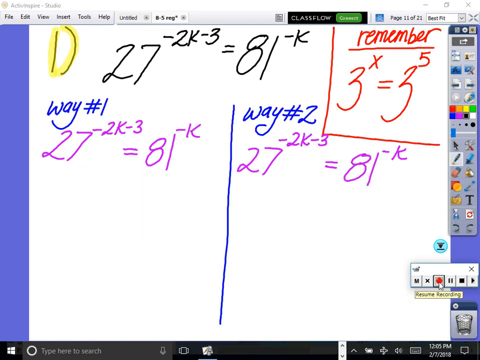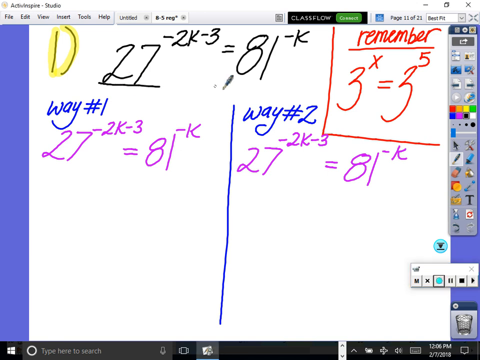So with number 1, there's 2 ways to do it. And honestly, what's hard is, first hour taught it one way, second hour taught it different, and I don't know which one's better. It just depends, honestly. So I'm going to do both ways. You pick the way you like. So everybody, way number 1.